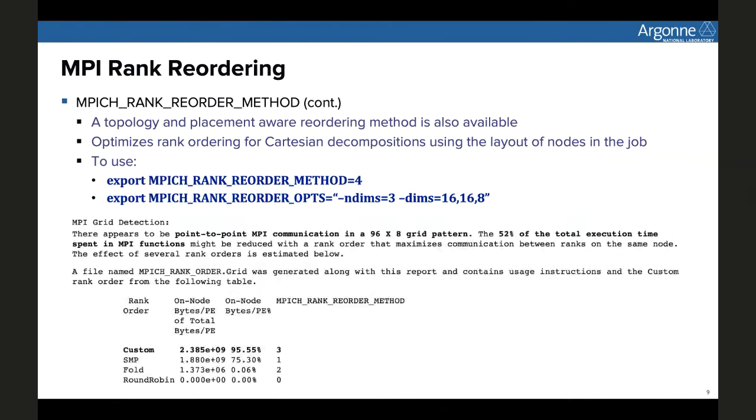So an example here, when you do CrayPat, this is an application. I ran CrayPat to see how the different rank placements are performing. So it detects what the communication is. It's a point-to-point communication with a 96 by 8 grid pattern. It also says that 52% of the total execution time is spent in MPI. So you could use these profiling tools to assess whether you should use rank reordering or not.